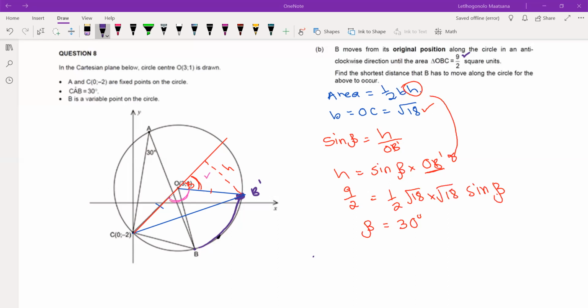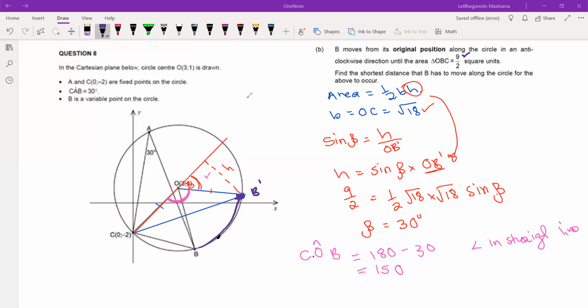We would want the new angle that exists between C, O, and B, which will then be, if we use the fact that these are in a straight line, so angles in a straight line gives us 180, we'll see that that angle over there will then be equal to 150.